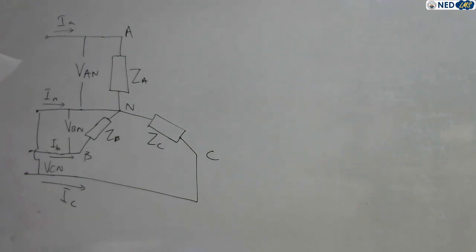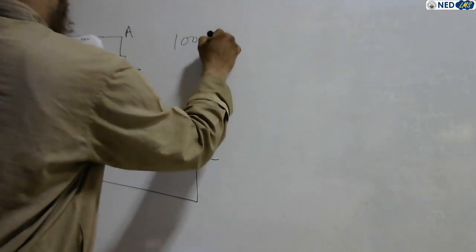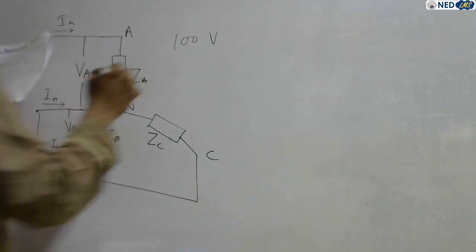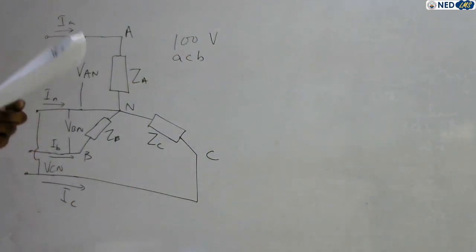The network has a balanced voltage. The condition given is that the balanced voltage of this network is 100 volts, and the sequence is ACB. Remember this. In this, the sequence is changed, that is ACB. Before, we practiced the phase sequence ABC. Now the phase sequence changes from ABC to ACB. In this particular question, the phase sequence is ACB. Calculate the line currents and the neutral current.